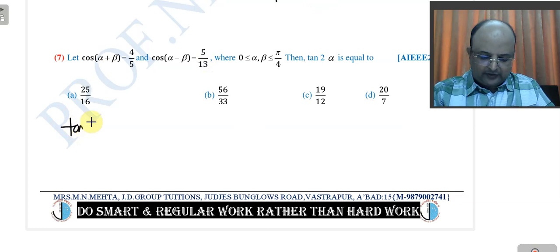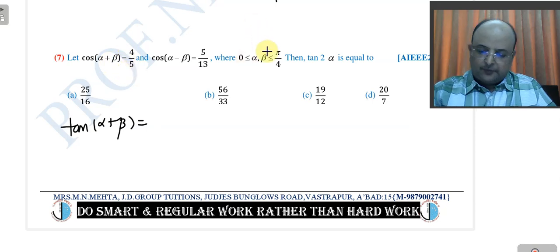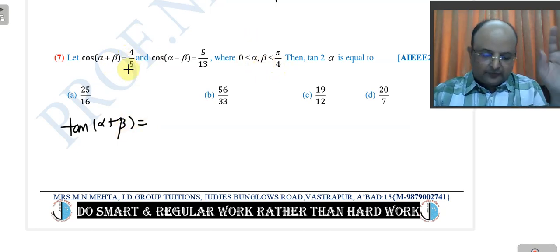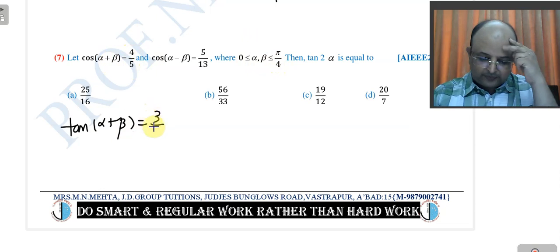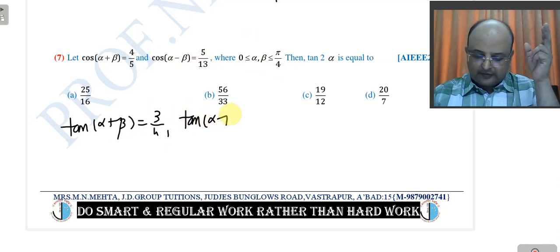Can you find out tan alpha plus beta? Yes. Cos alpha plus beta is 4 by 5. See, alpha plus beta lies between 0 and pi by 2. Hope you understand. So tan alpha plus beta is positive. Cos alpha plus beta is 4 by 5, so sin alpha plus beta is 3 by 4. Cos alpha minus beta is 5 by 13, so tan alpha minus beta is 12 by 5. Got my point? And how do I proceed?